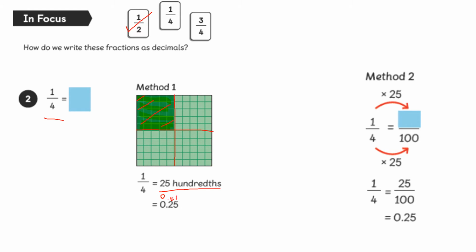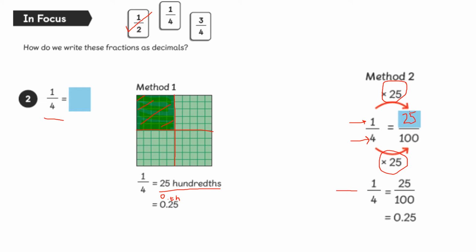Now we would write 25 hundredths just as we always have, thinking of our place value chart, we would write it as 0.25. Now, method 2, as we've been working out, is slightly different. We'd be having to multiply the numerator, the top number, and the denominator, the number down below, by the same number. So in this case, we're going to be multiplying both those numbers by 25. So let's give that a go.